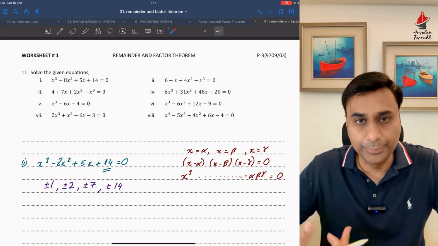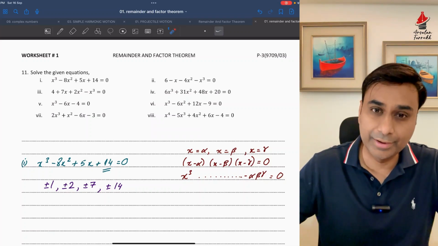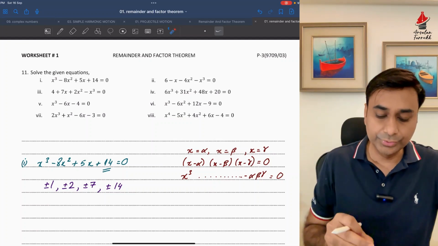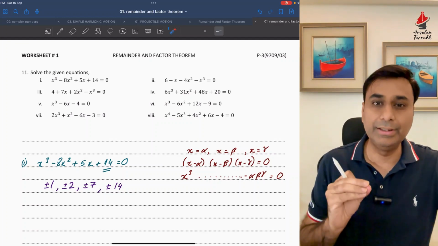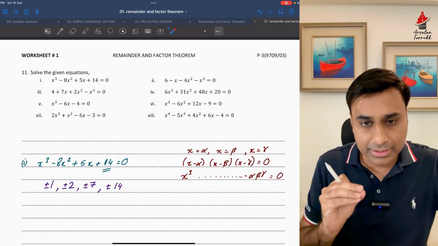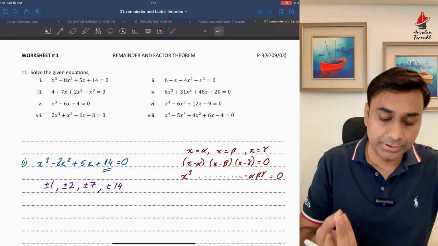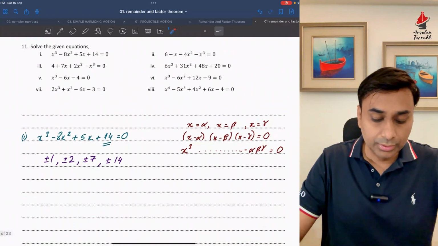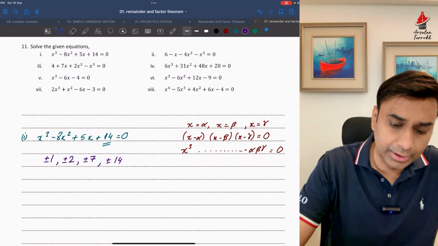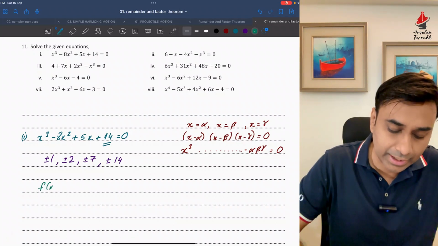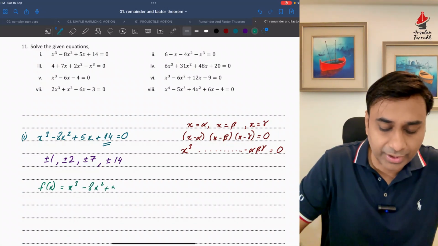So my approach is basically going to be based on trial solutions. It's going to be more of a trial and error method where I substitute these values one by one, and I see in which case I get the answer as 0. If I get the answer as 0, that would mean that particular number is a factor of this cubic polynomial. So these are my trial solutions. Just for the purpose of my presentation, I can write this down as f of x, some function, which is x cubed minus 8x squared plus 5x plus 14.